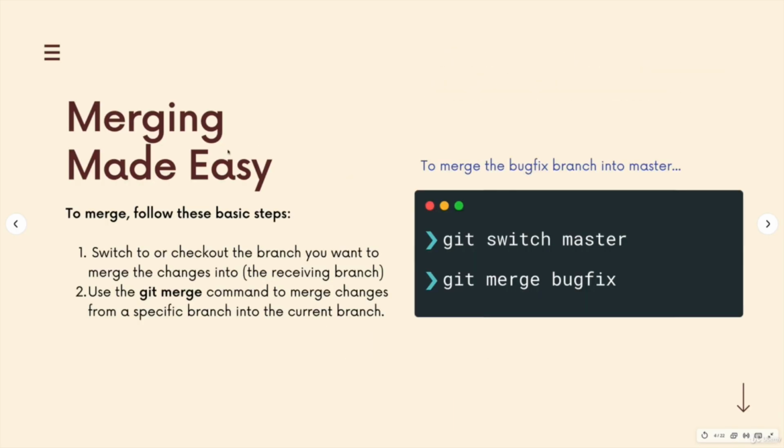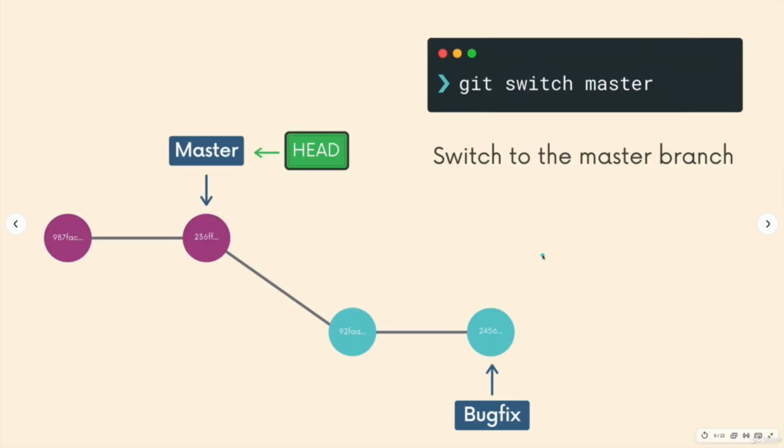And then the second step is to actually use the git merge command. And I'll show you an actual demo of this in the next video, but for now we're dealing with slides. So we use git merge and then some branch name, and that will merge changes from this branch into the current branch that we're on. So this right here, git merge bug fix, will take the commits from bug fix and merge them into whatever branch we're on, which in these diagrams is master.